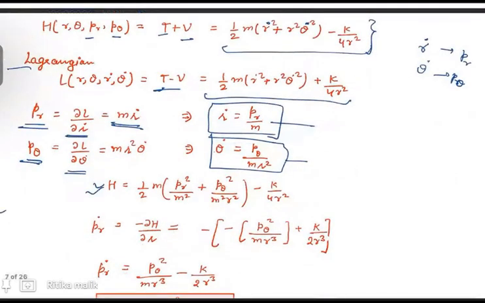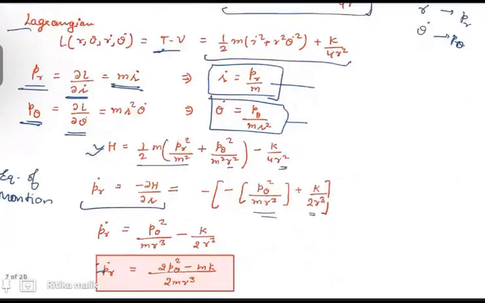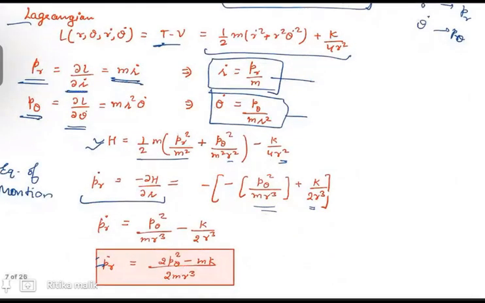And now from the equations of motion, pr dot is given by minus del H by del r. So we just differentiate our Hamiltonian with respect to r. This term does not contain any r, so this term will become 0. This term contains r square, so it will become p theta square by m r cube. This term also contains r square, so this becomes k by r cube. And on simplification, this is our pr dot.